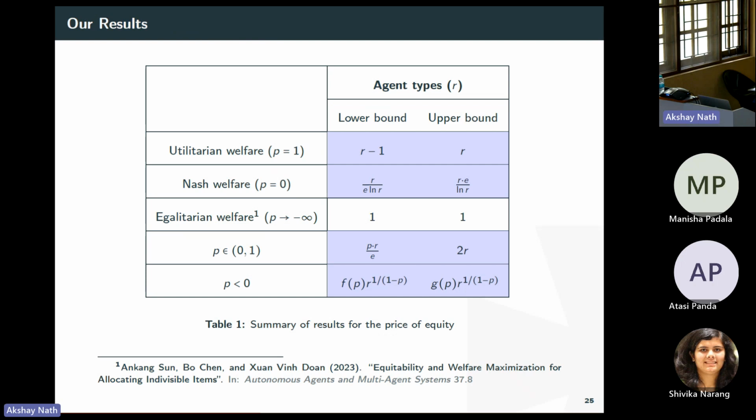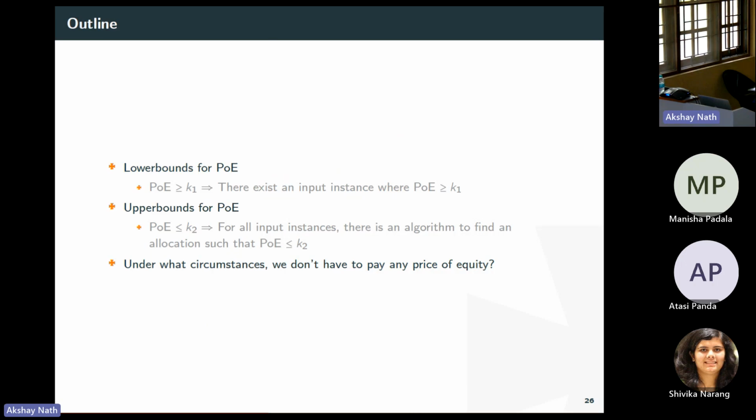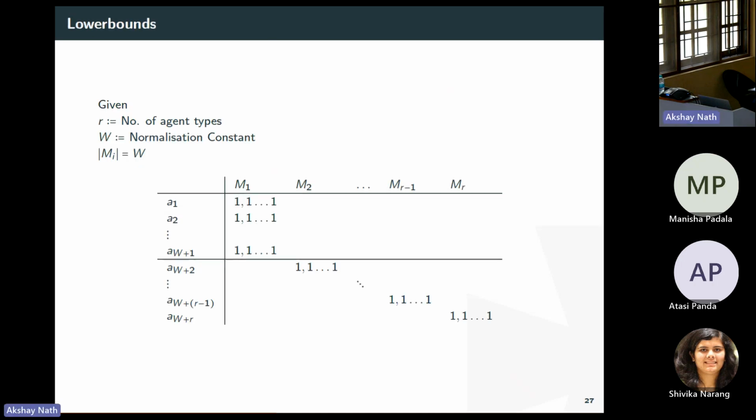Okay, so a quick summary of the results is as follows. We'll show that if you look at all these bounds, they are just constant factors away. And we saw previously that for egalitarian, as Professor Sanath was also pointing out, there was a factor of 3. But what we show is when we do it in terms of agent types, then we achieve almost tight bounds in that sense. Okay, so let me quickly go to the lower bounds and show an intuition how we achieve these lower bounds.